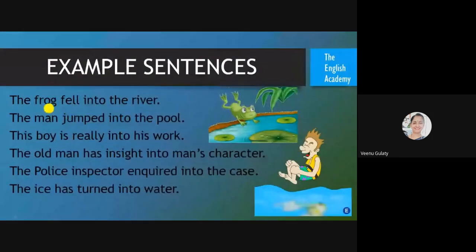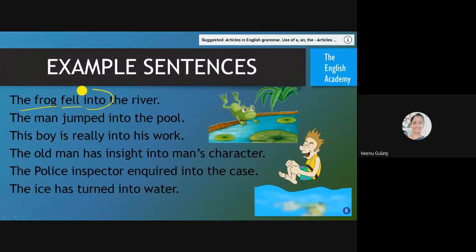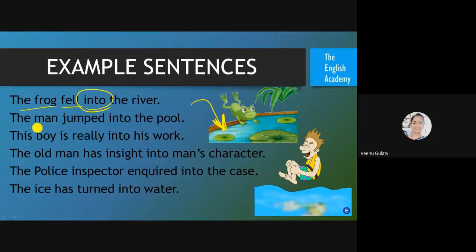Example sentences for into. The frog fell into the river. It was not already in the river. Movement hui and it fell into the river. Right? The man jumped into the pool. Again, movement. From outside, it jumped into the pool. The boy is really into his work, right? Matlab pure dhyan ke saath usme dub rahe hain.